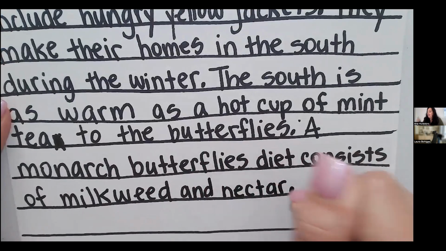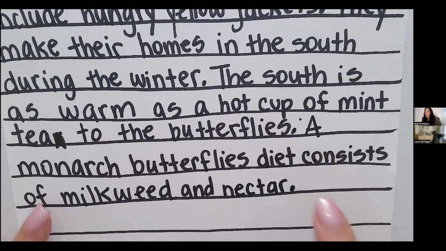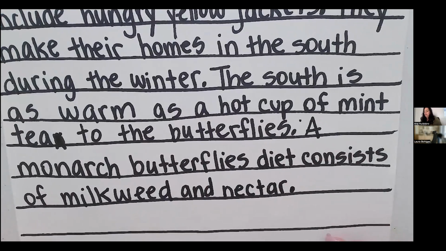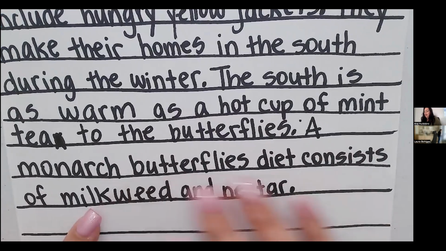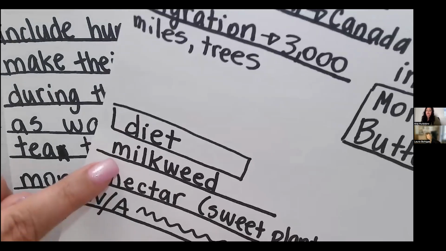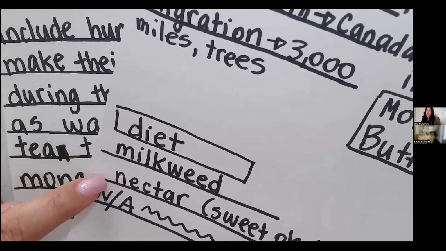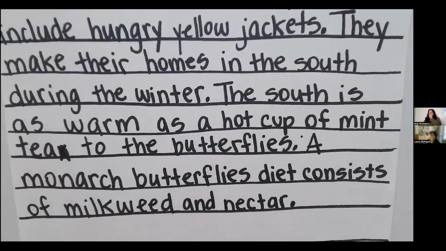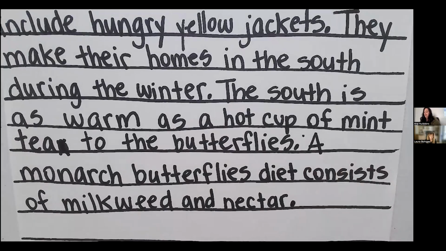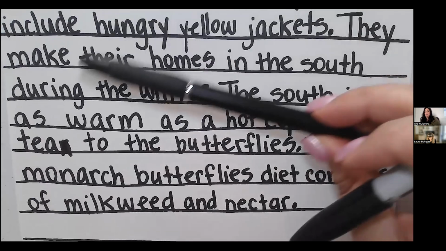So maybe you want to do an adjective for this. Maybe you could say, a monarch butterfly loves sweet nectar. They love to munch on delicious milkweed. There's all kinds of sentences. You do not have to do it the way I did it, but you should have either milkweed or nectar in your sentence, or both. So go ahead and write your final sentence, or 2 sentences if you want to break it down into 2 sentences. Remember, capital and a period or exclamation or question, okay? So you're going to go ahead and write your last sentence. Go.